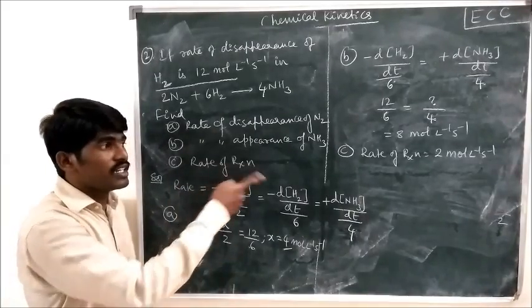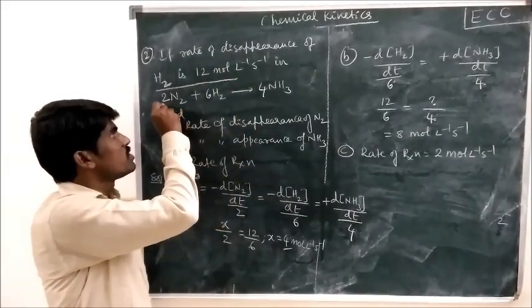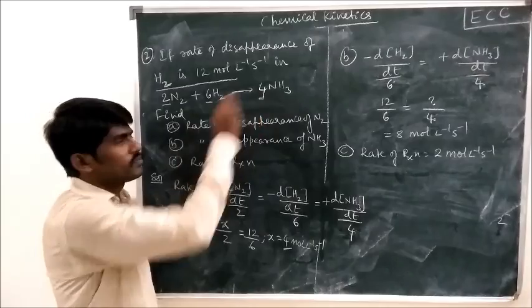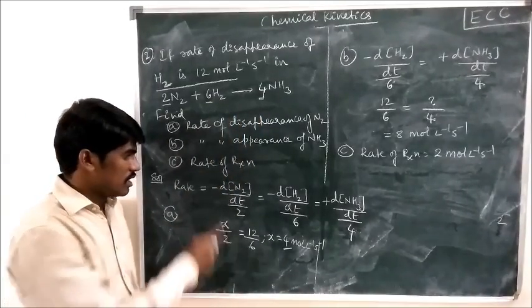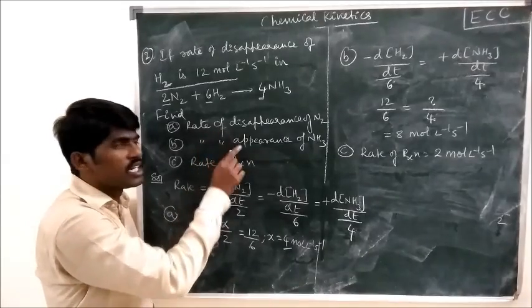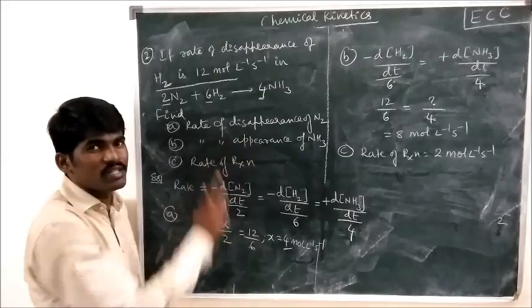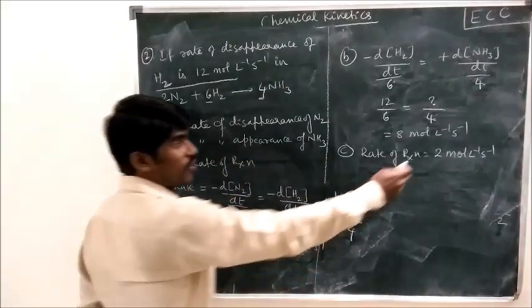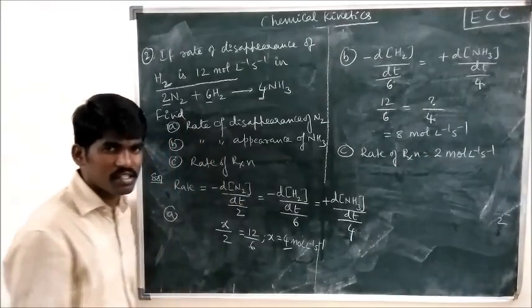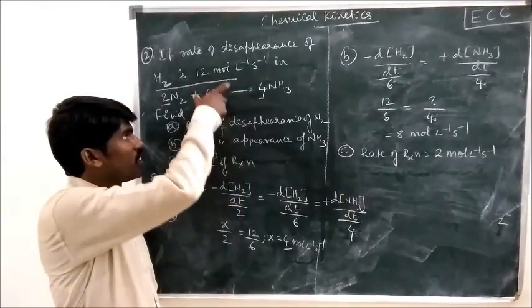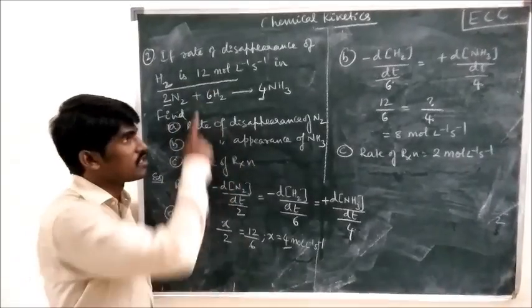If you observe, when compared to the previous example, every data is the same, but I have changed only the stoichiometric coefficients. If we change stoichiometric coefficients, what will happen? The rate of disappearance and appearance will not change. That is the same. But what will change? Rate of reaction has changed. Earlier we got the answer 4 mole liter inverse second inverse, but here we got 2 mole liter inverse second inverse. That means if the stoichiometric coefficient changes, the rate of reaction changes in this reaction.